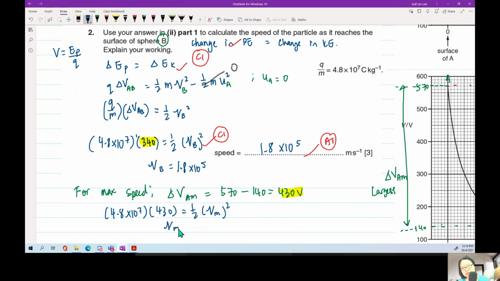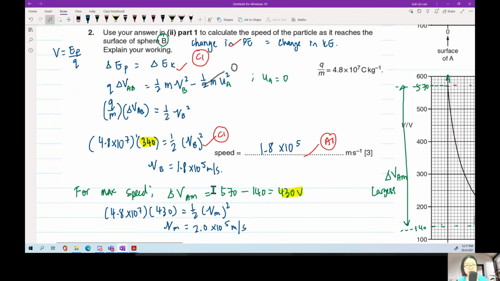So we're finding the speed at M. So that would be 2.0 times 10 to the power of 5.